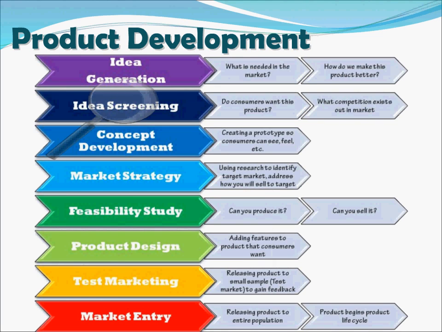So before we can connect it to product, we need to look at the product development process again and refresh this. Idea generation is the first step of this process. We then move into idea screening, concept development, market strategy, and then we perform a feasibility study. We refresh and modify the product and do the product design. We test market it, and then we enter the market. So today we are going to take a look at idea screening, because at this stage, this is where we need to take into consideration what consumers want, as well as what the competitive environment is like.